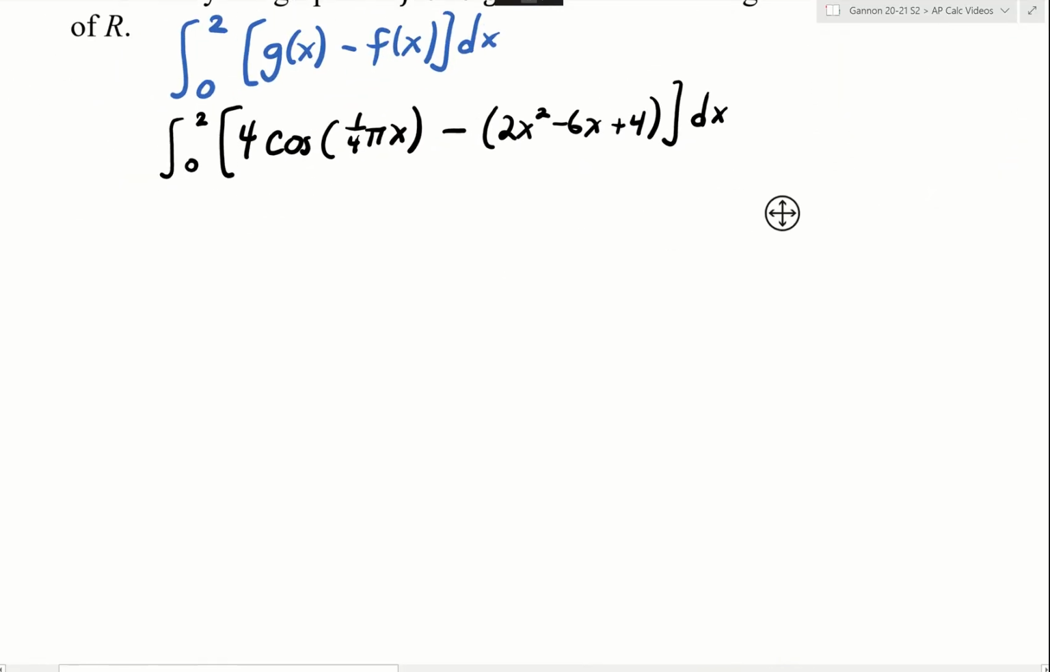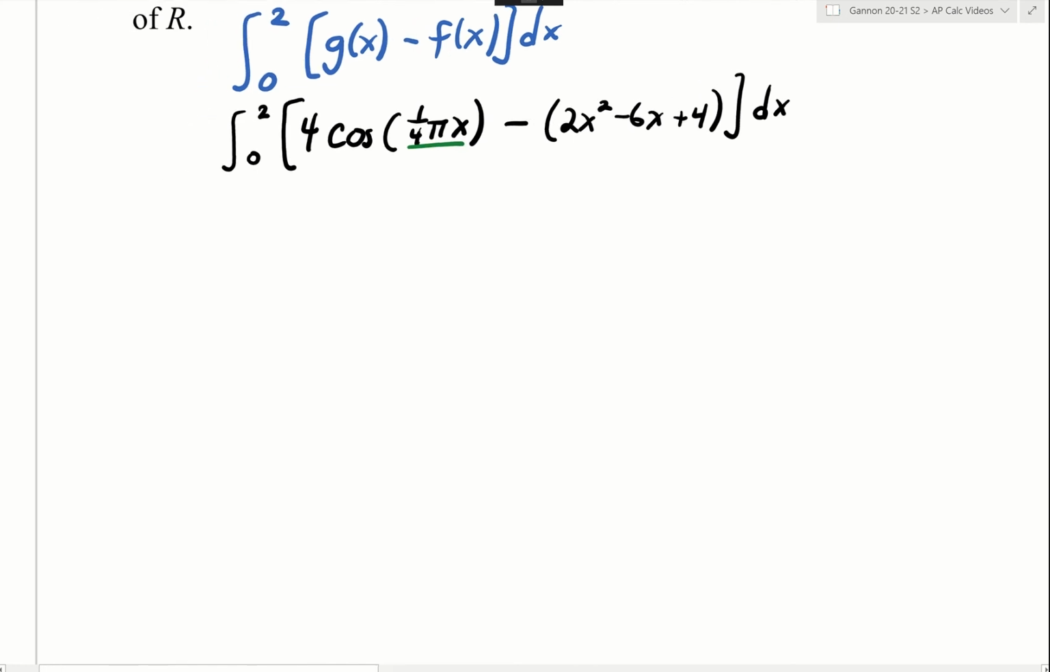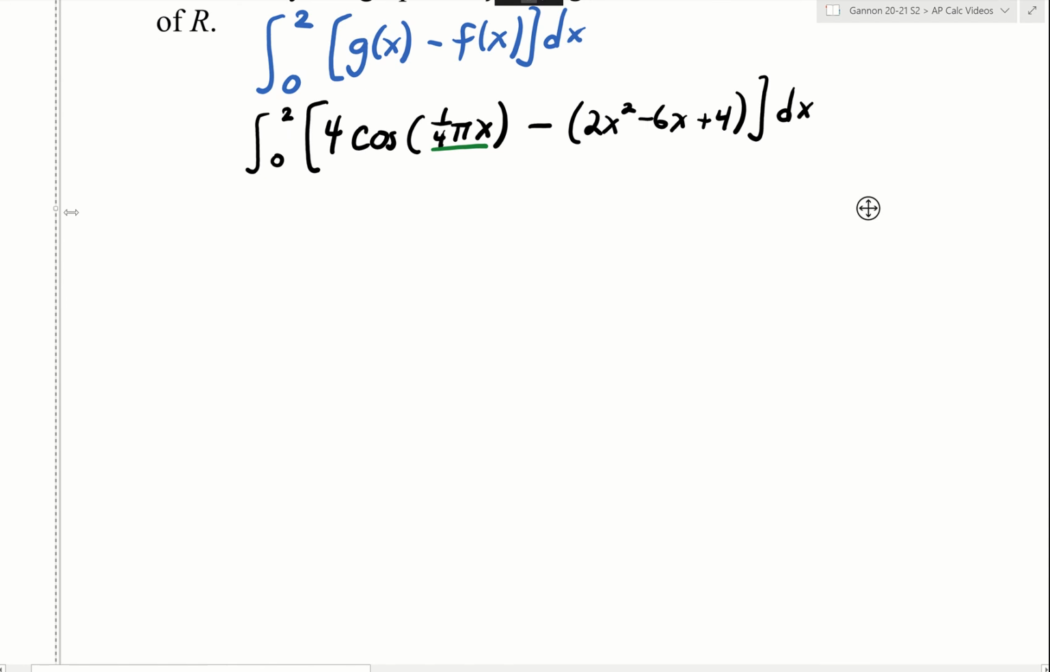Now, as I look at this, you can leave it as one integral or you can split it up. And because of this, I'm going to need u substitution, so I'm going to go ahead and split it up. So the first thing I'm going to do is I'm going to go ahead and let u equal that 1/4 pi x, which means that du is going to be pi over 4 dx, which means that 4 over pi du is dx.